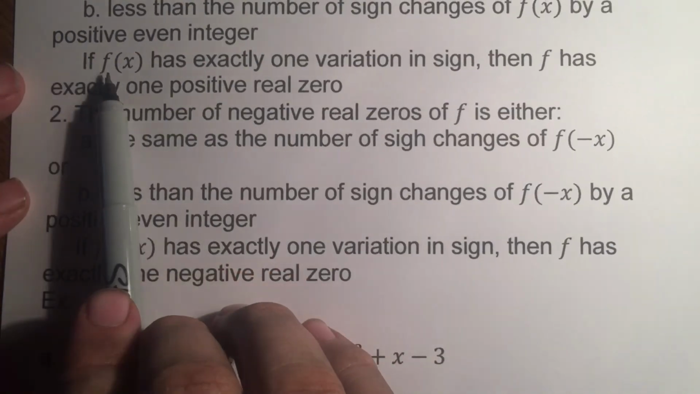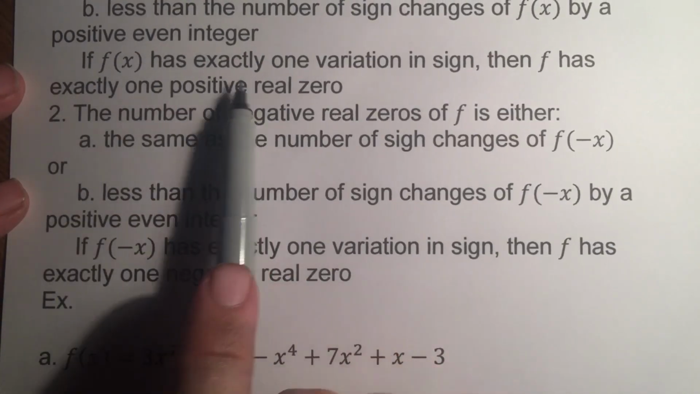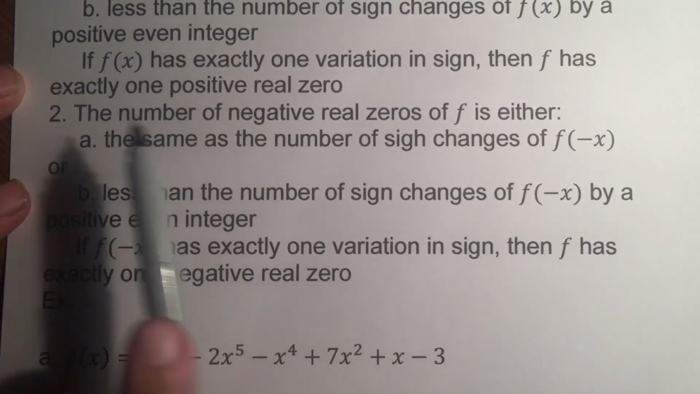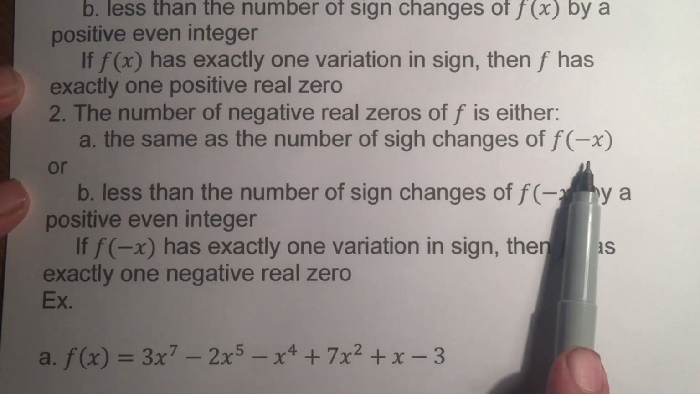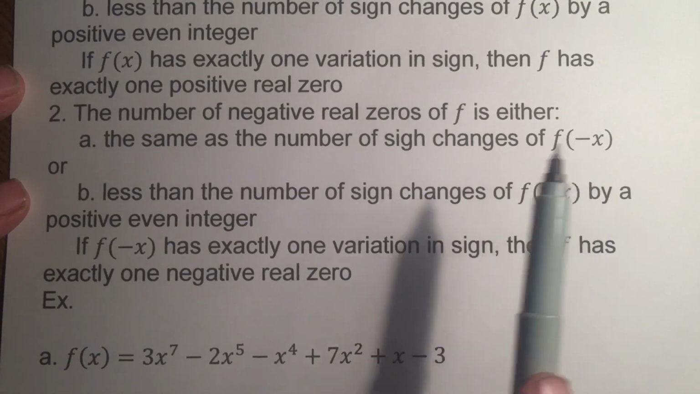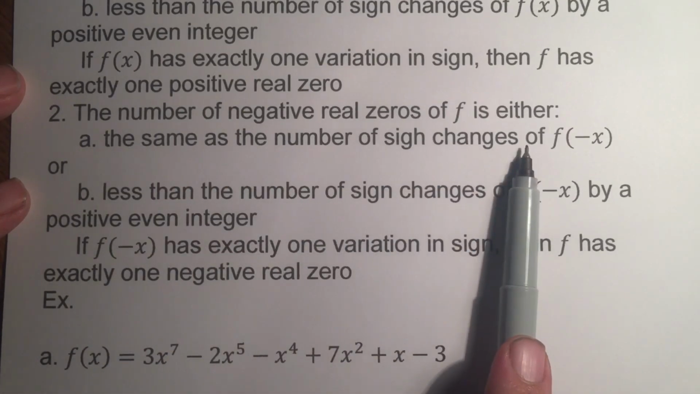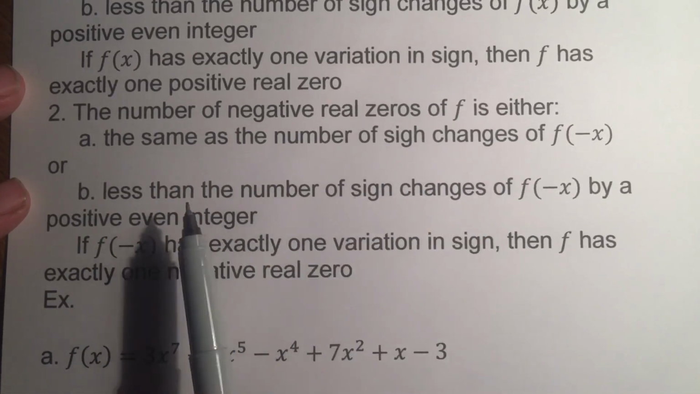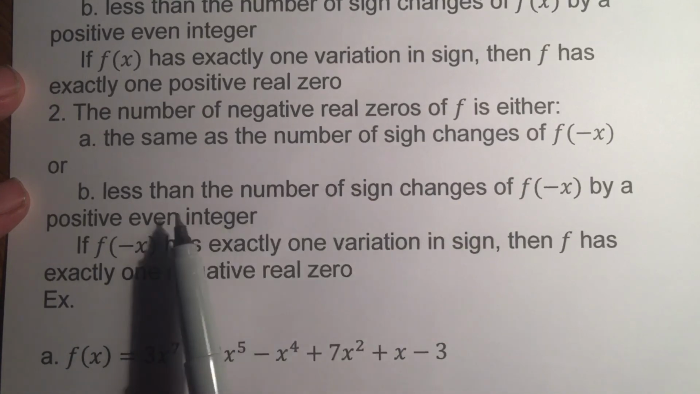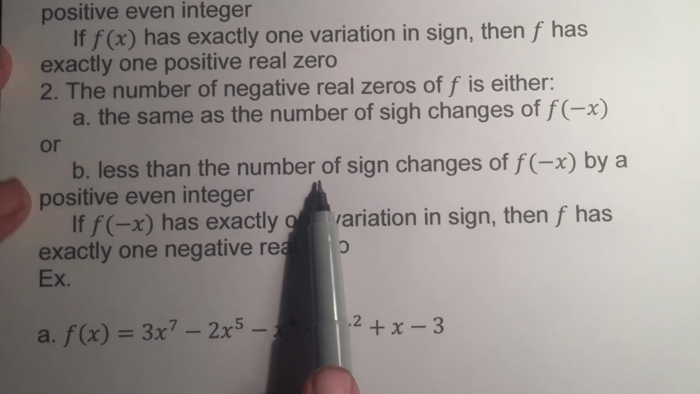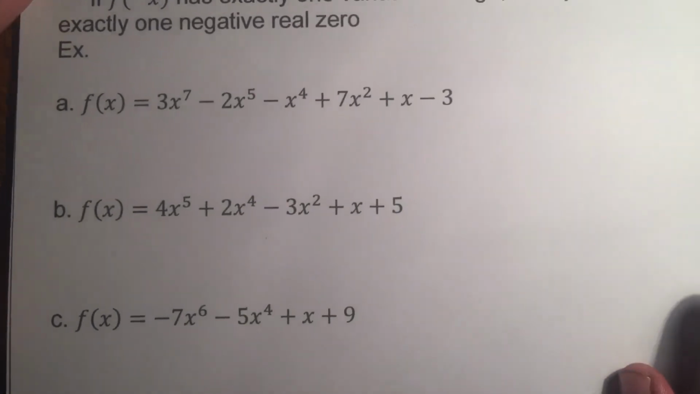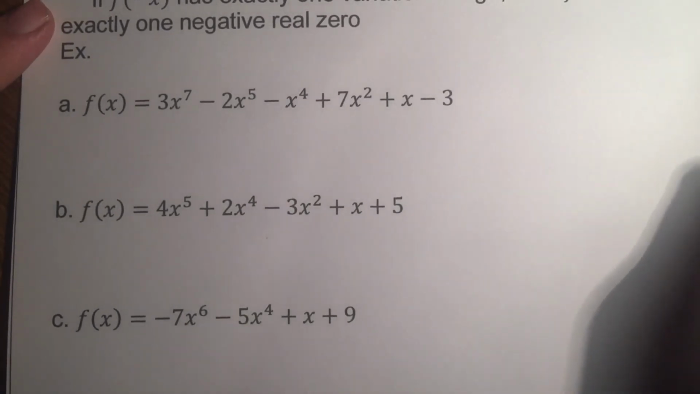Then you're going to go through and put a negative x in, and see how that changes the signs. Then again, you go through and count how many sign changes happen. So we're going to have either that number or less by a positive even integer, so a multiple of 2 on down. Let's do some here and go from there.